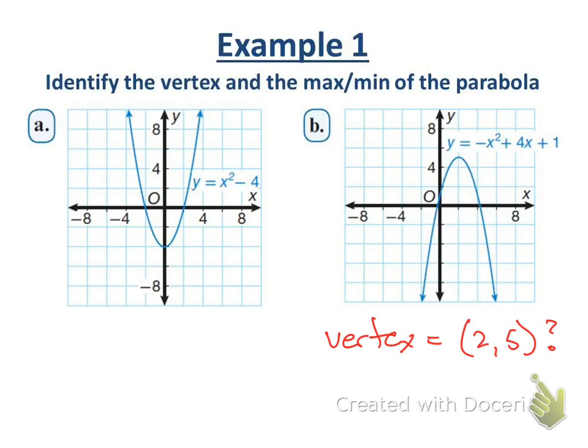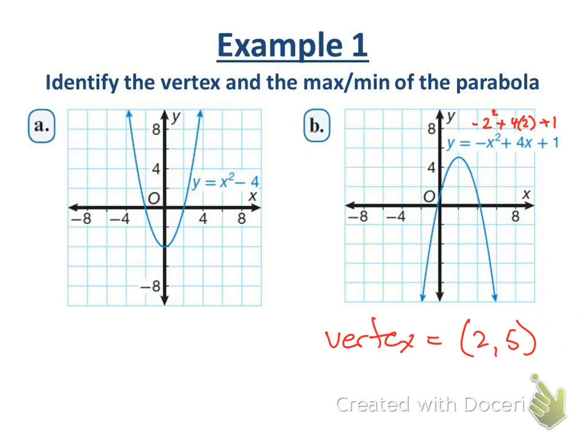How could we confirm that it was actually 2, 5? Plug the x value into the equation, and we would get, what? -2 squared plus 4 times 2 plus 1. Does that equal 5? Well, let's see. -4 plus 8. No, -4 plus 8 is 4. 4 plus 1 is 5. So, yeah, we're good. We can be definitive about that. All right? Vertex is 2, 5.